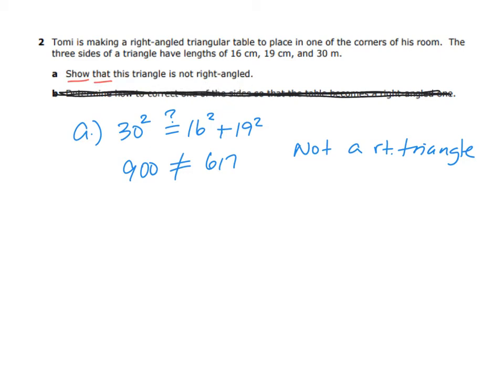So you're going to take the largest side, which is 30, and square that, and then compare it to the sum of the squares of the other 2 sides. Well, when you do the arithmetic, you see that the biggest side squared is not equal to the sum of the squares of the other 2 sides, so it is not a right triangle.